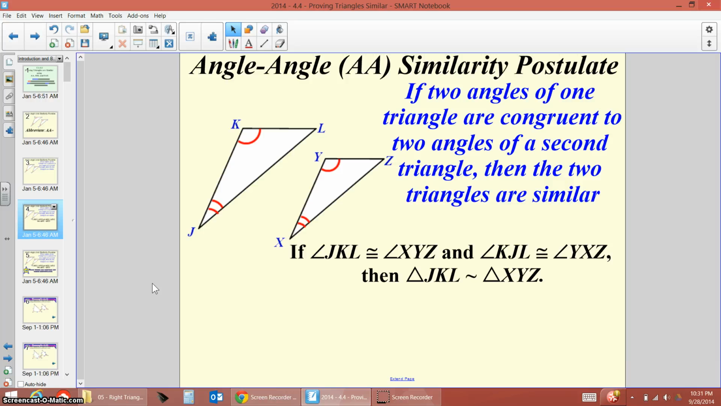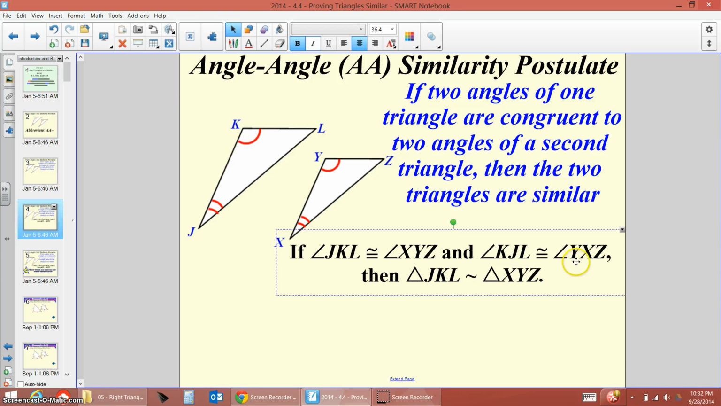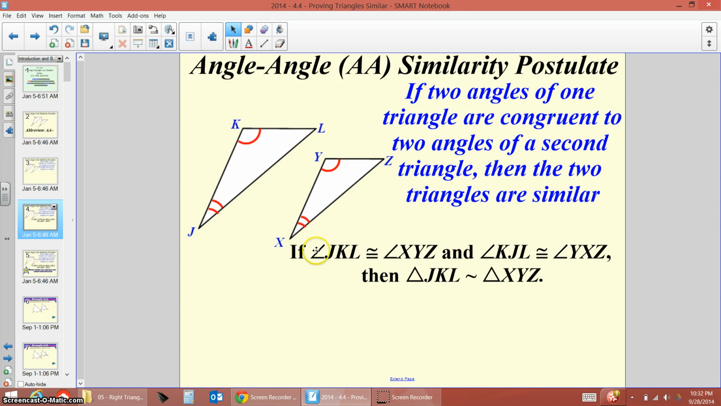So we can use this to talk about the angles. If JKL, angle JKL is talking about the single arc, right here, angle K. And angle XYZ, that's angle Y here. Notice how Y is in the middle and Y is the angle we're talking about. If those two angles are congruent, as well as angle X and angle J are congruent, or you could look at it as KJL and angle YXZ, then those two triangles are similar.